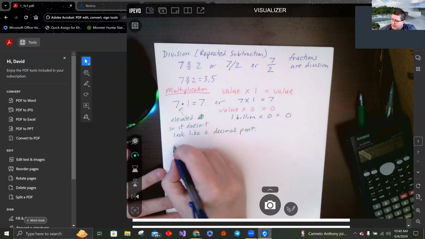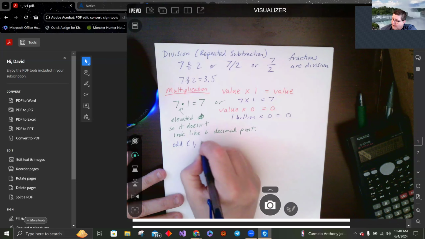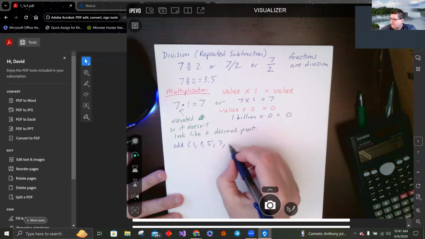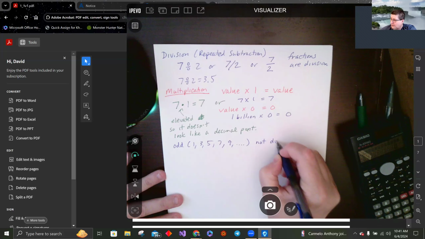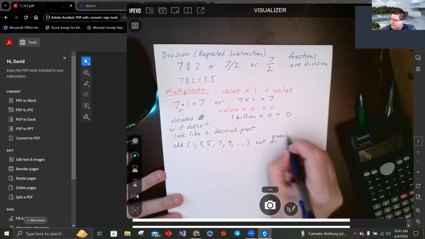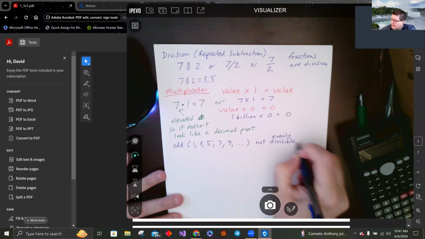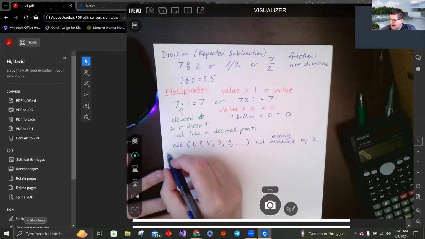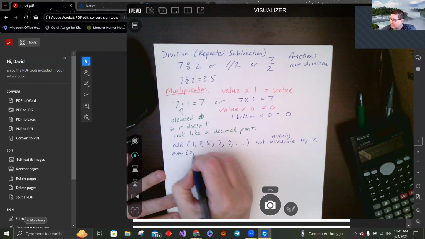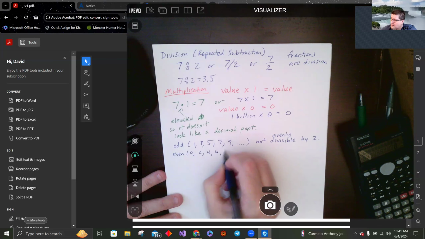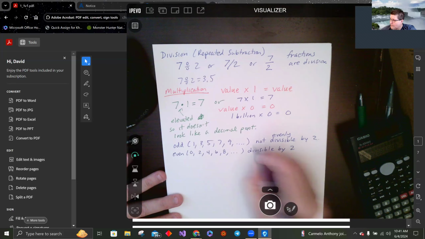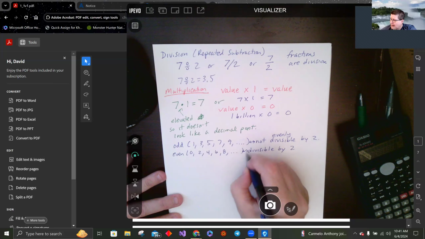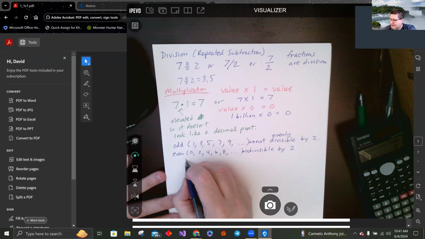So you know the odd numbers are 1, 3, 5, 7, 9, dot, dot, dot. Numbers not divisible by 2. Not evenly divisible by 2. And even 0 tends to go in that category. Divisible by 2. And also the negative versions of these.